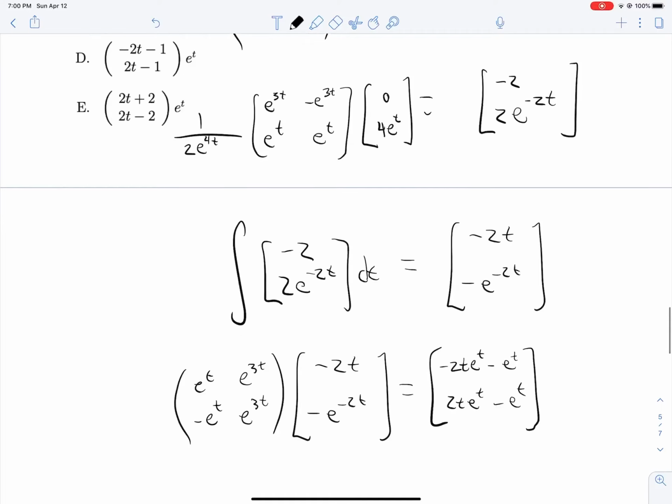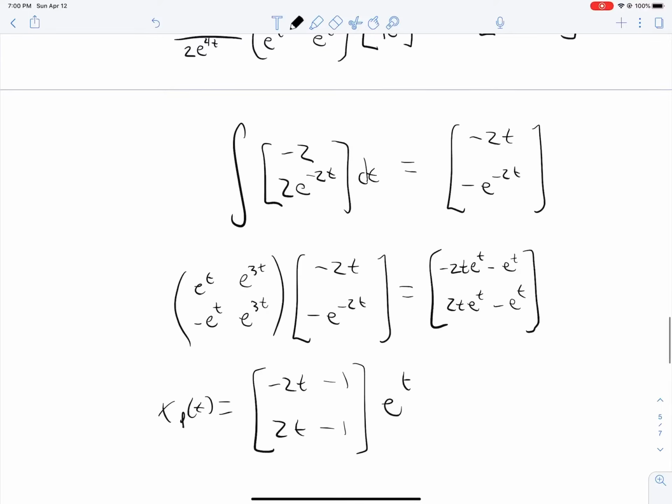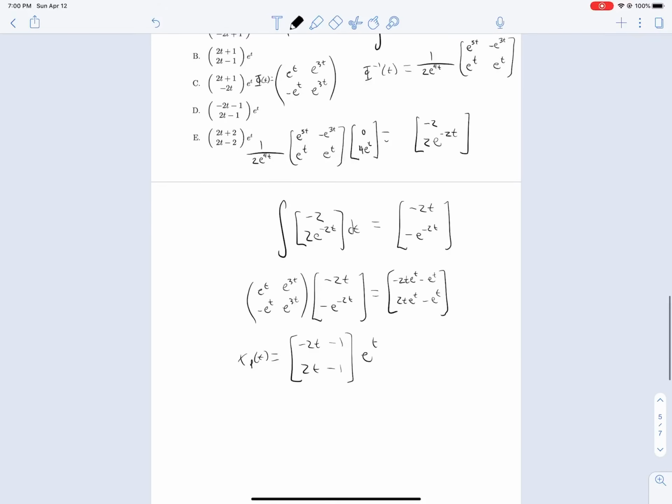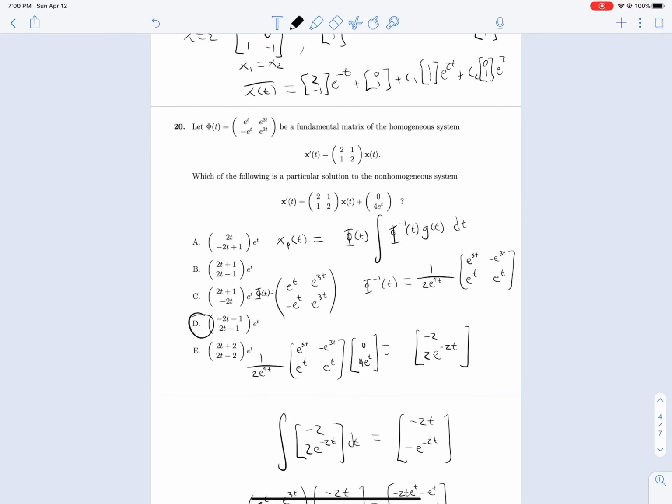We can factor out an e to the t, and we'll be left with xp of t as negative 2t minus 1, 2t minus 1, all multiplied by e to the t, and that is option D, which is correct. Okay, we're done. These problems are actually a lot scarier than I originally thought they were, and I hope you think so too.